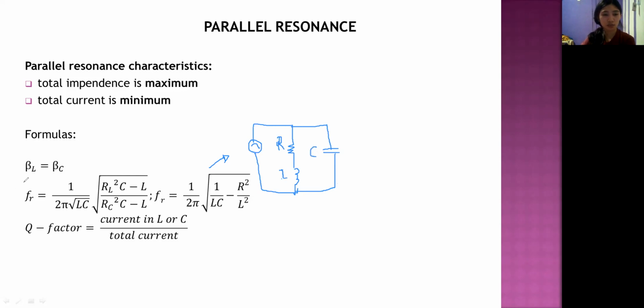So here in this formula, as you can see, this would be the formula of the first figure that I showed to you, in which we are taking into consideration the internal resistances of the circuit. So this would be the resulting formula.